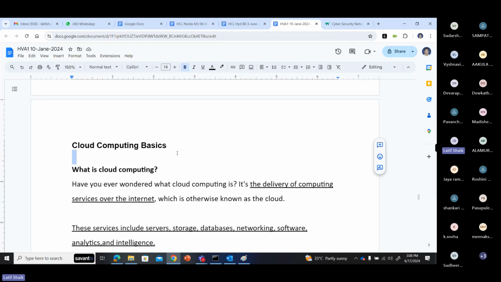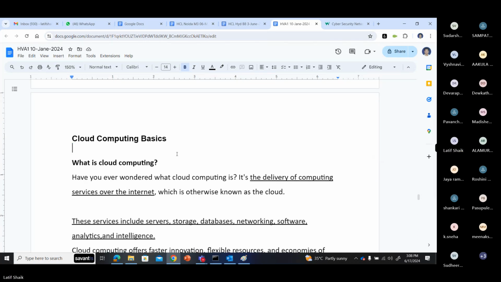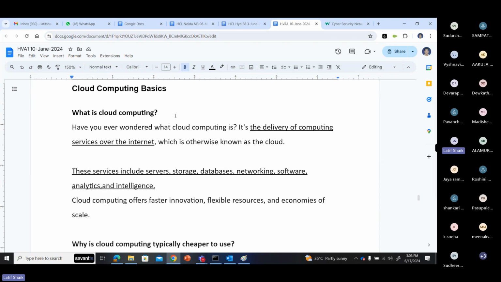Two parts of cloud, based on Azure. So first of all, what is cloud computing? It's the delivery of computing services over the internet. Underline that, you just read it. The delivery of computing services over the internet. What are those services? Servers, storage, databases, networking, software, analytics, intelligence. So these are all services we are getting as a service over the internet.